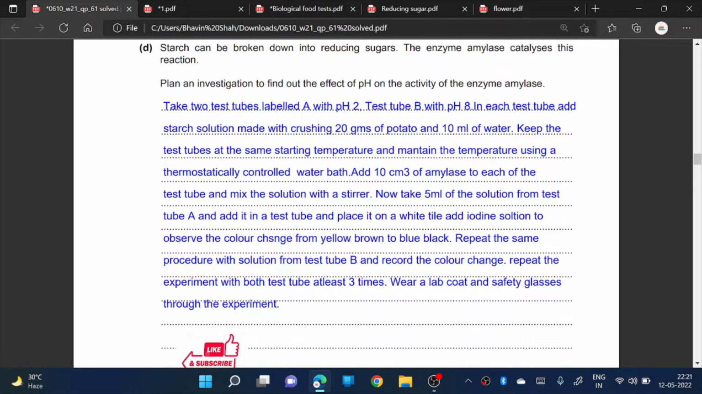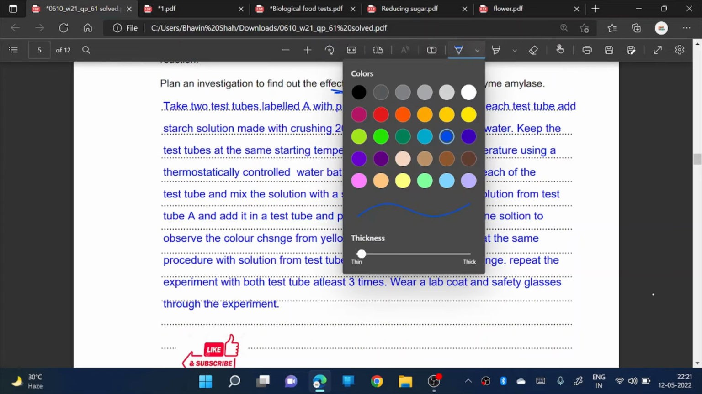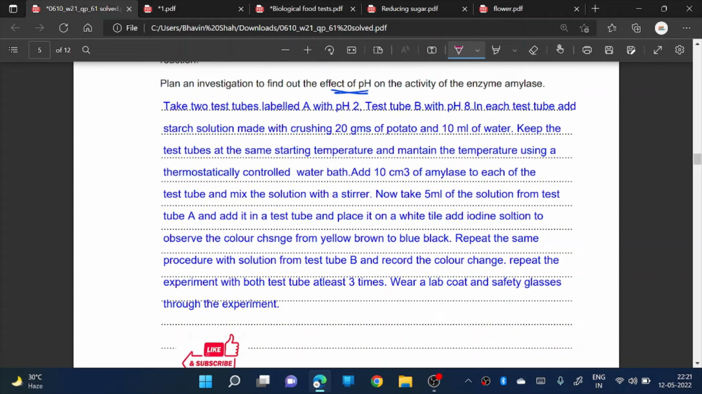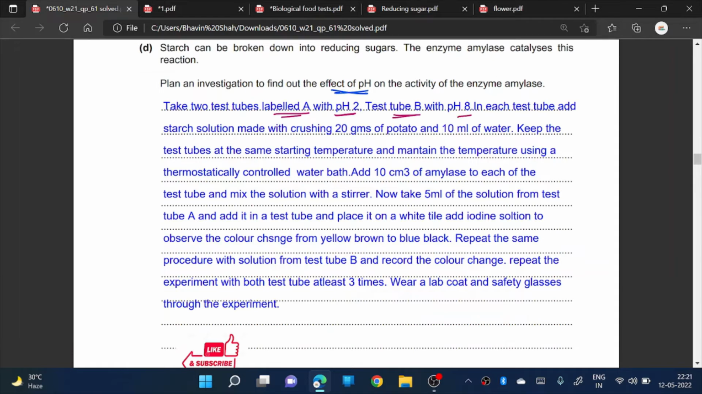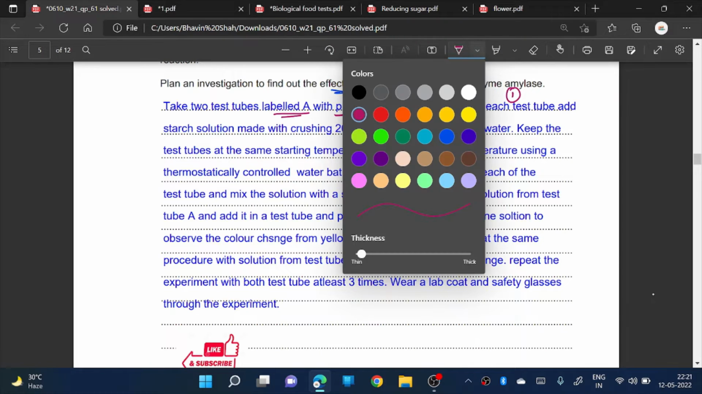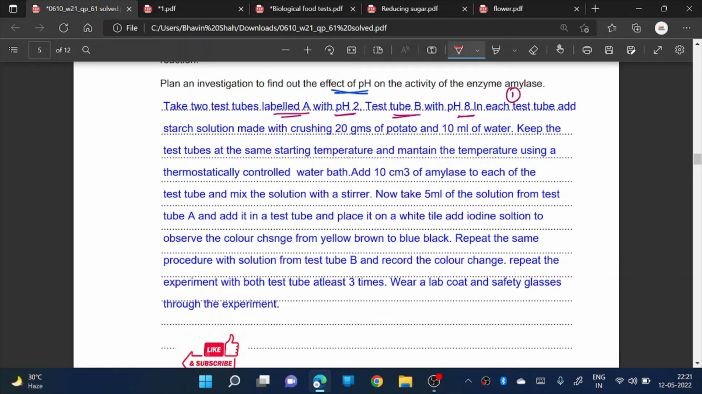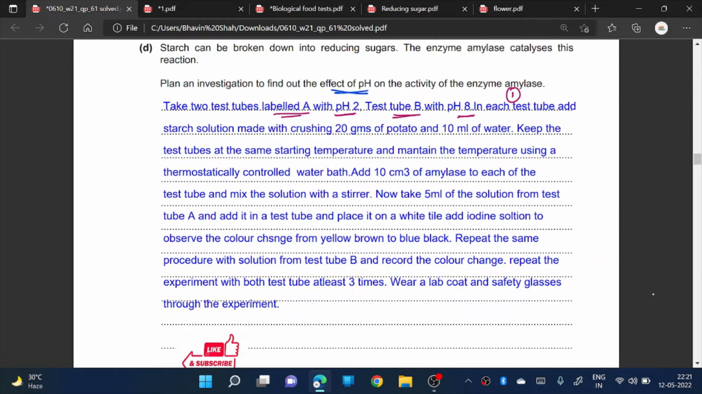So the first marking point is the effect of pH. For the pH effect, we are going to see two different test tubes: labeled A with pH 2, that is acidic pH, and test tube B with pH 8, which is going to be a basic pH. So this is going to be the first mark. The second mark we are looking at is the constant variables, which will be for 2 marks rather.